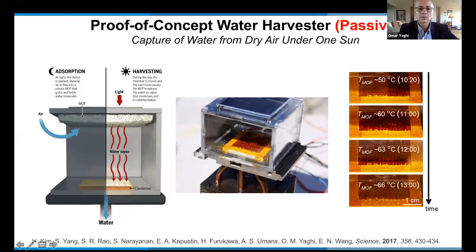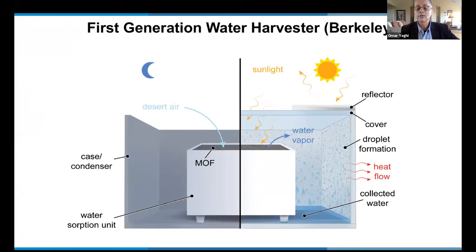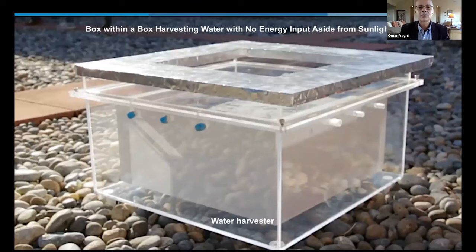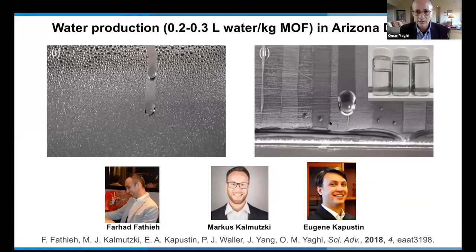Then we moved on to another study where we wanted to show that even a larger system, a kilogram of MOF, in this case MOF-801 again, could be used in this type of device where you have a box within a box. Again, at night, desert air goes in, water is trapped in the pores of the MOF. During the day, you close it. Sunlight heats up the interior. The difference between the outside temperature and the inside temperature condenses the water, you collect the water. This is a very simple plexiglass device, box within a box, all made from plexiglass. And you can deliver 200 to 300 milliliters of water per kilogram of MOF per day, with no input of power, no extra energy being put into the system aside from ambient sunlight.